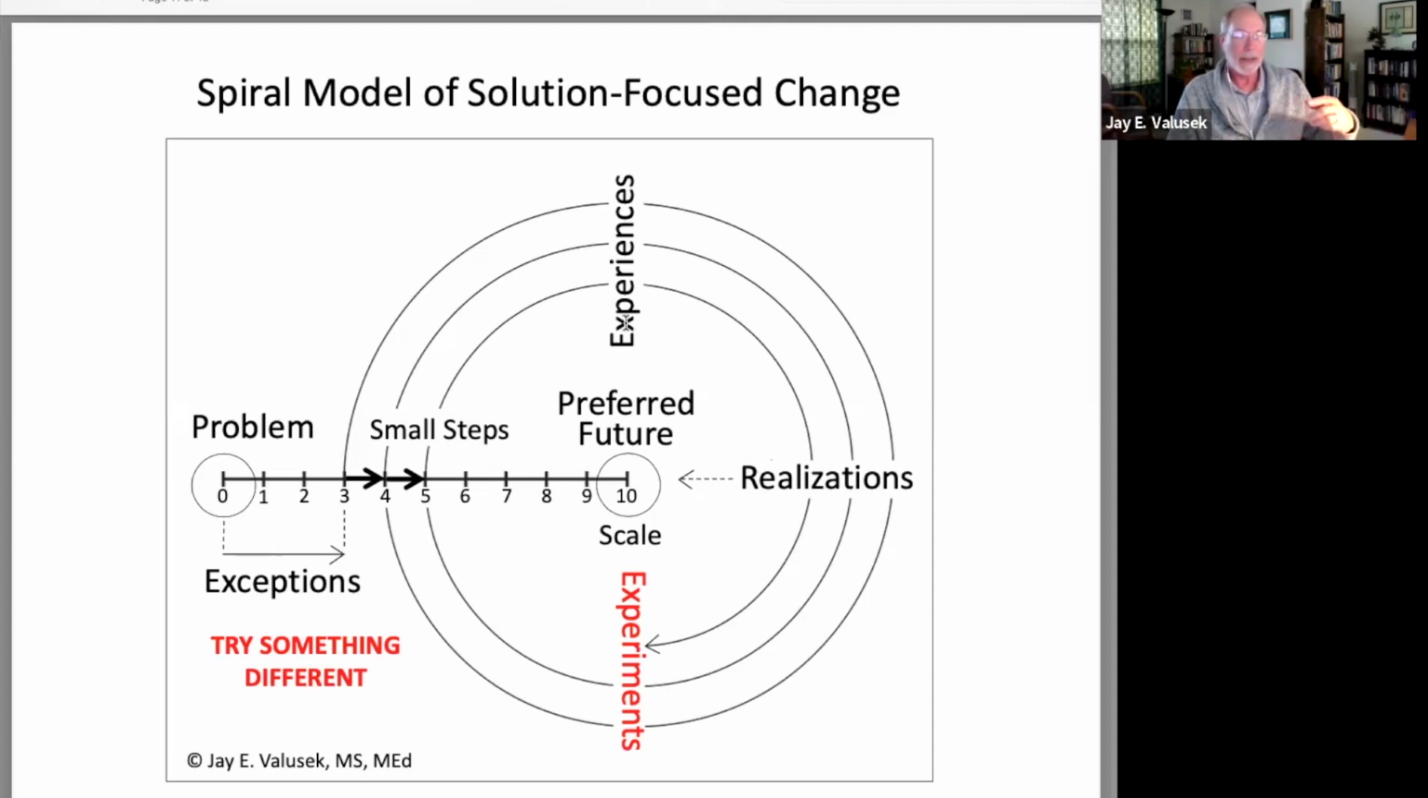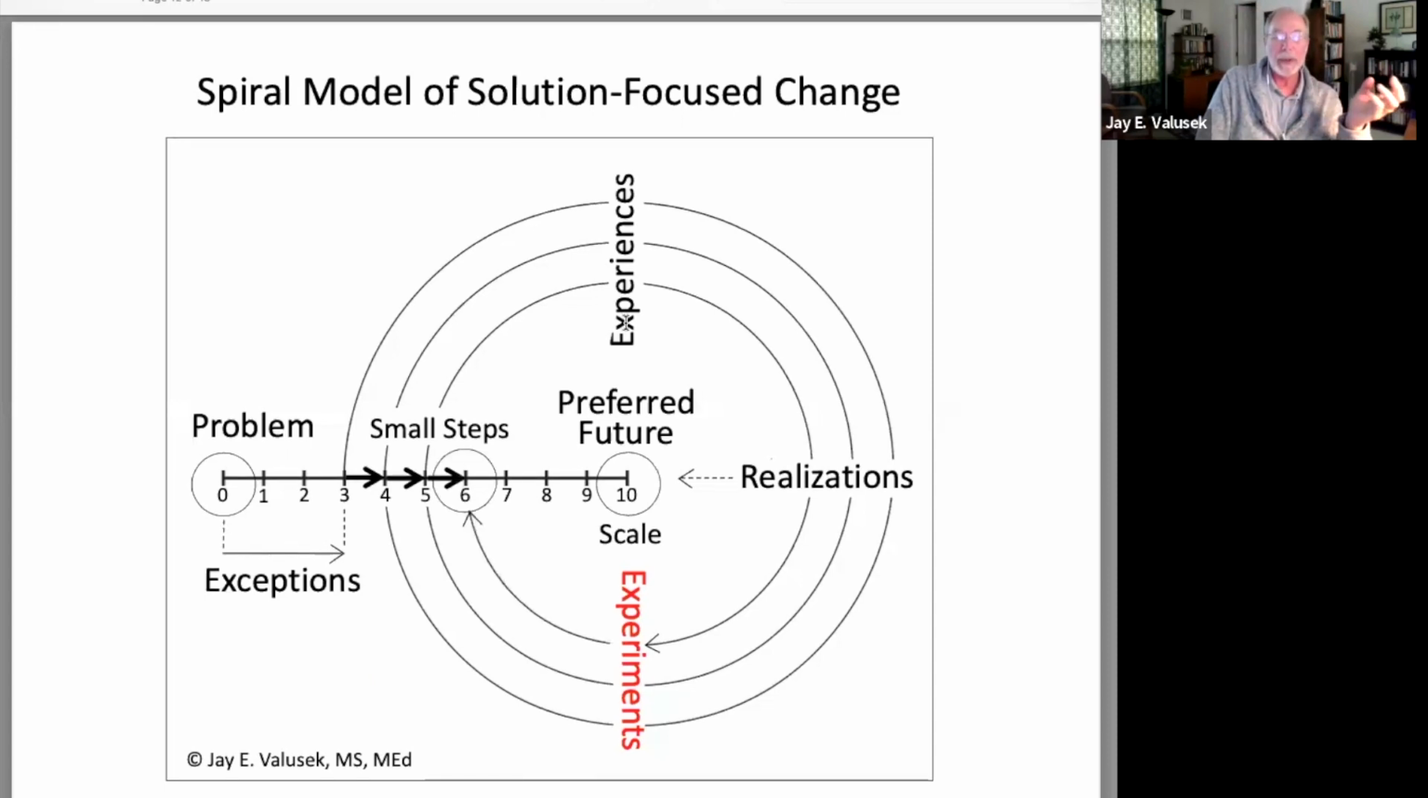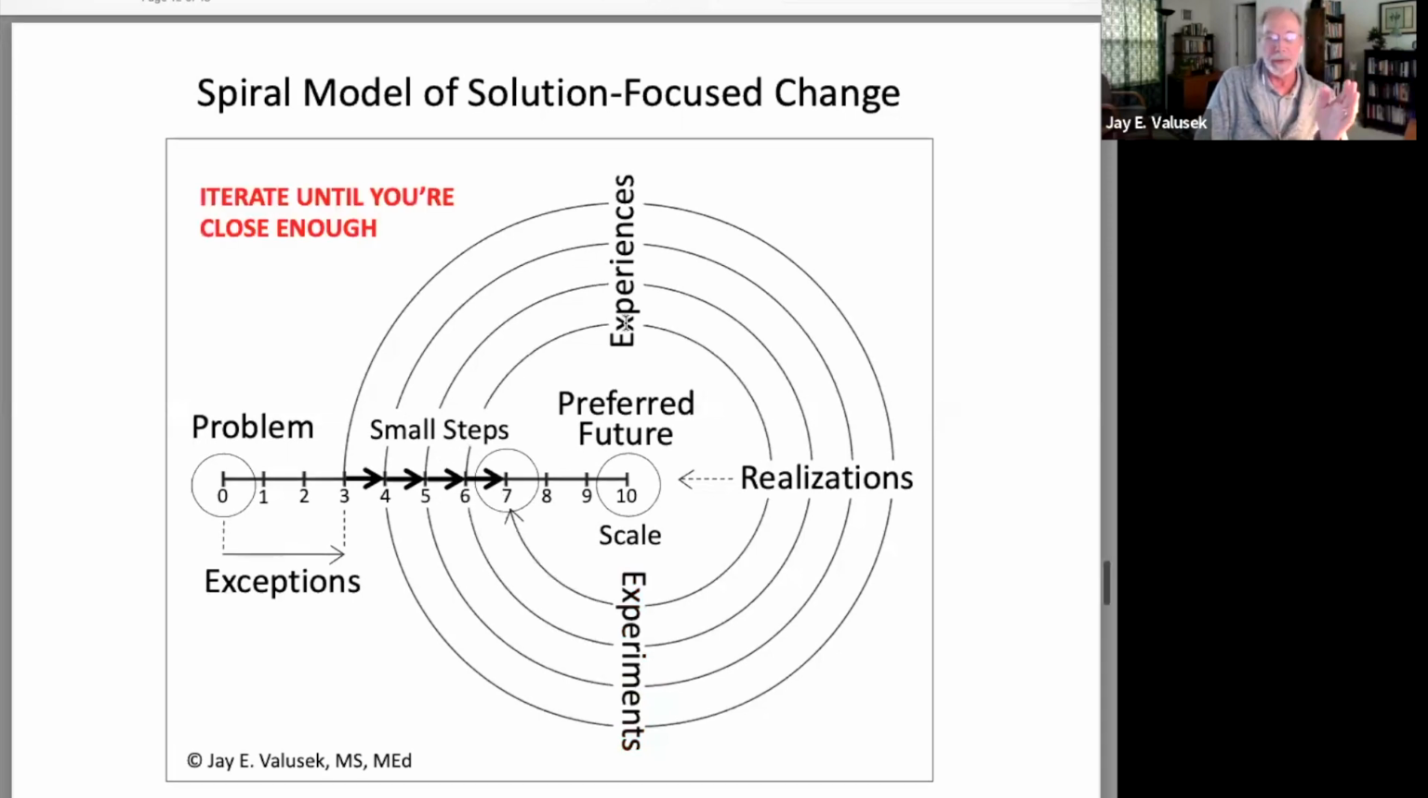I just had a client come this week who had never been in therapy before. And we were looking at this and we said, you're doing an experiment right now, coming to see me. That was a small step. So from that, you pick up new options and ways of dealing with moving from the problem toward your preferred future.